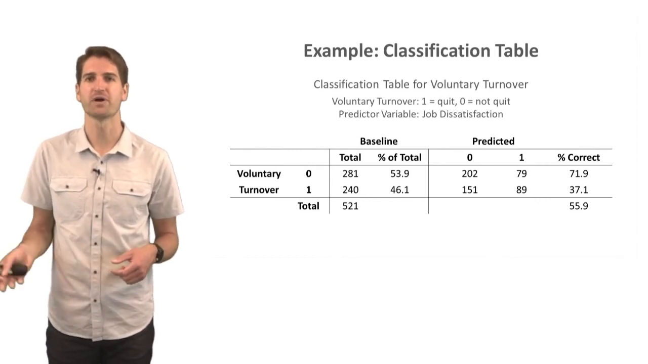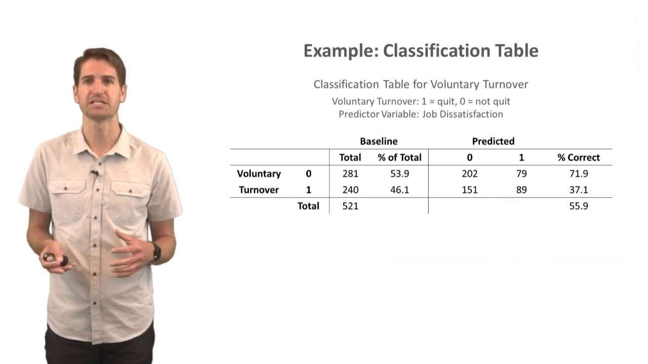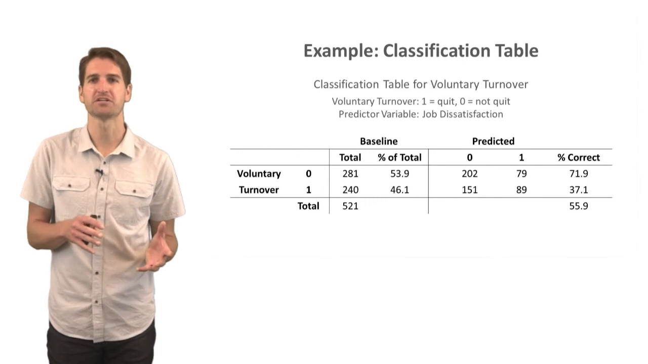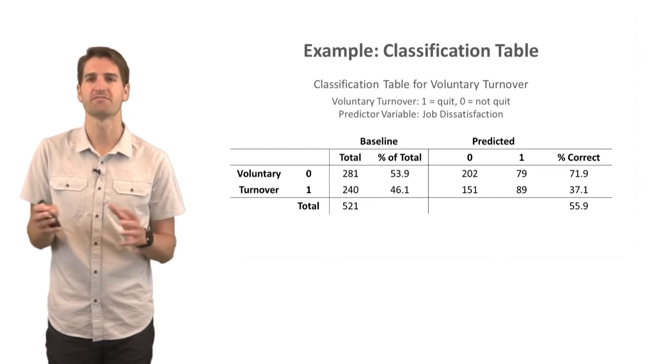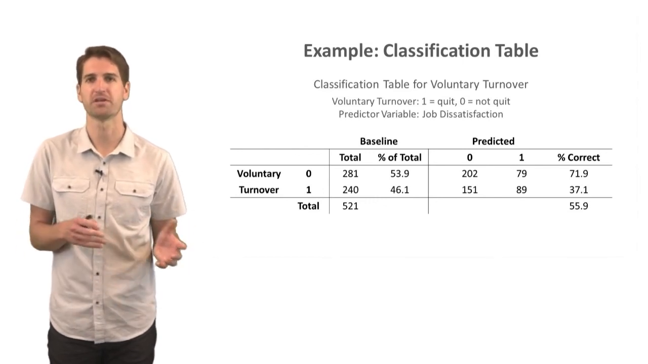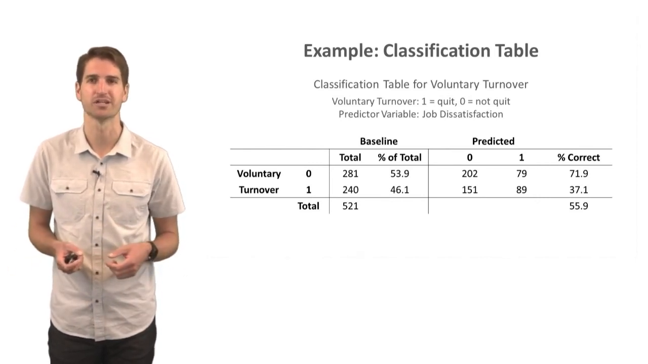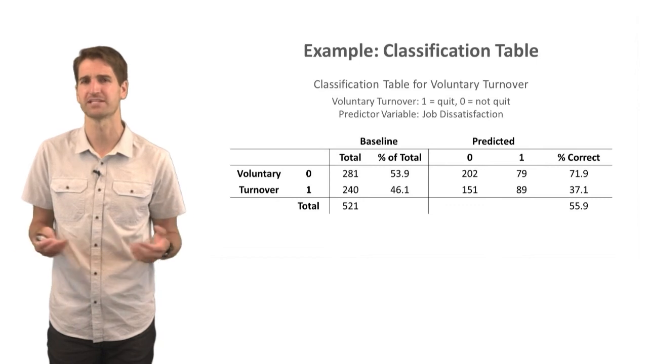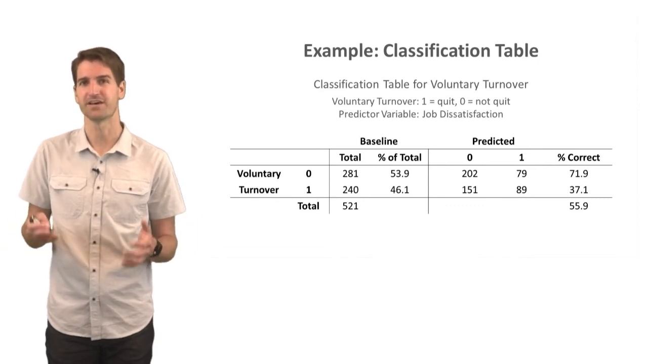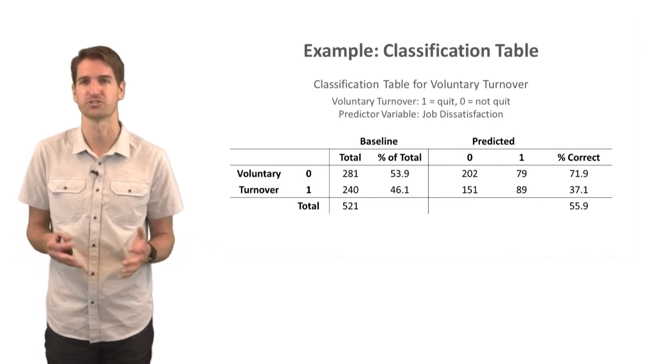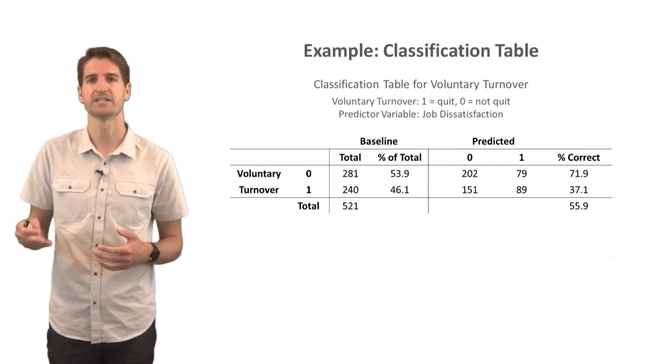If you look all the way to the far bottom right of this table, you can see our overall batting average, so to speak, which is that we predicted with 55.9% accuracy where people would be classified in terms of staying versus leaving the organization. That's not so great. Ideally, we'd like to see something closer to 70, 80, 90, 100% would mean a perfectly predictive model, which we're unlikely to get. But we want that number to be higher.